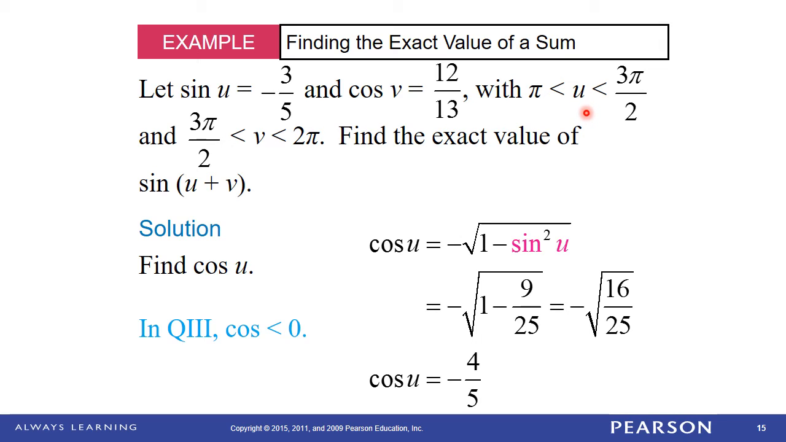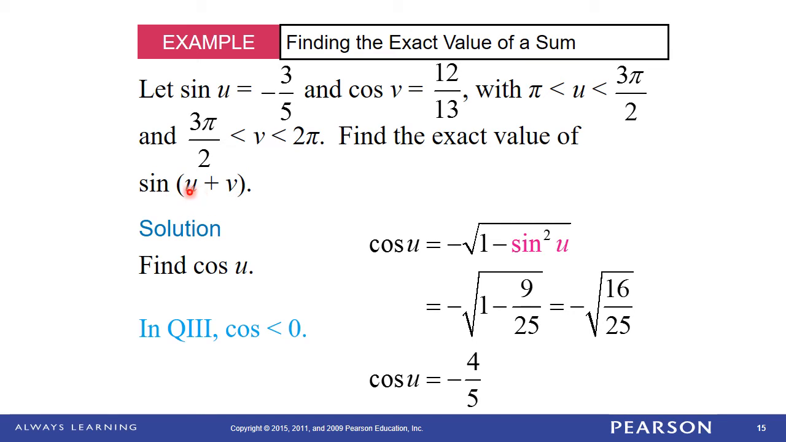If you want to take a look at your textbook to follow along. Angle v is between 3 pi over 2 and 2 pi. So think about which angle value is there. And we're trying to find sine of u plus v. Well, our little problem is this.